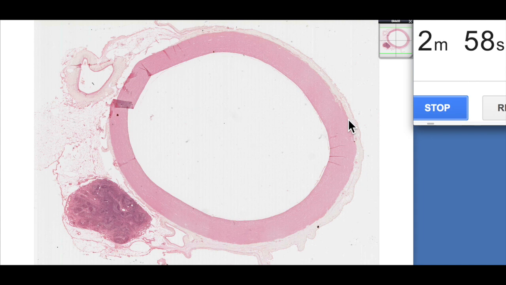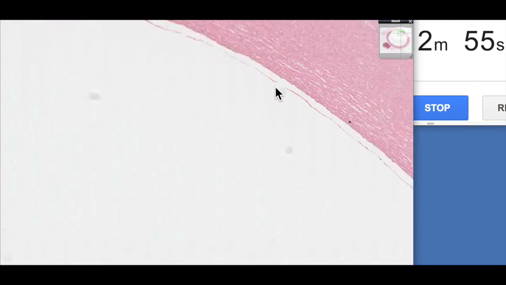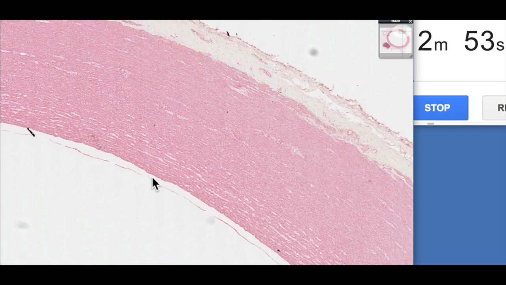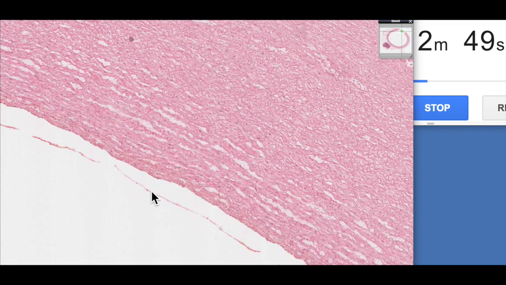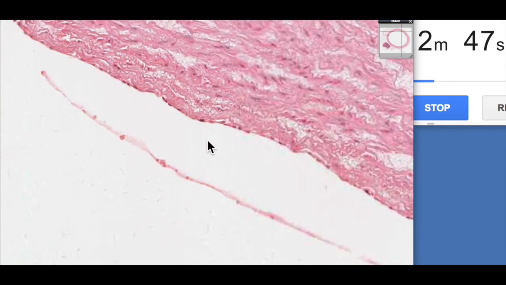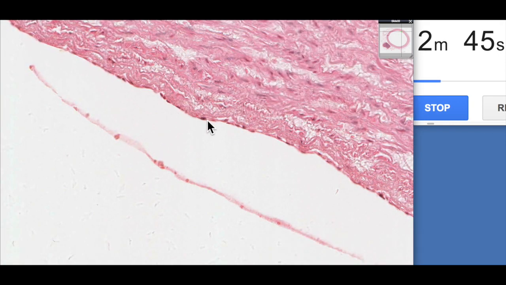So blood vessels are made up of 3 layers or tunics. The innermost layer adjacent to the lumen is the tunica intima, which usually consists of a simple squamous endothelial lining. You can see these flattened endothelial cells here. There'd be a basement membrane there and a very thin layer of loose connective tissue beneath that.